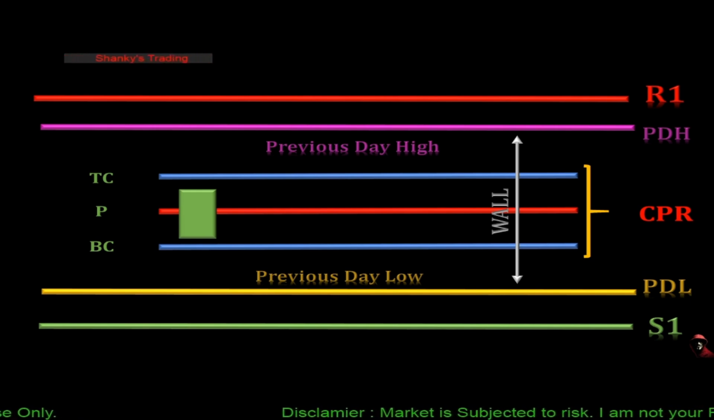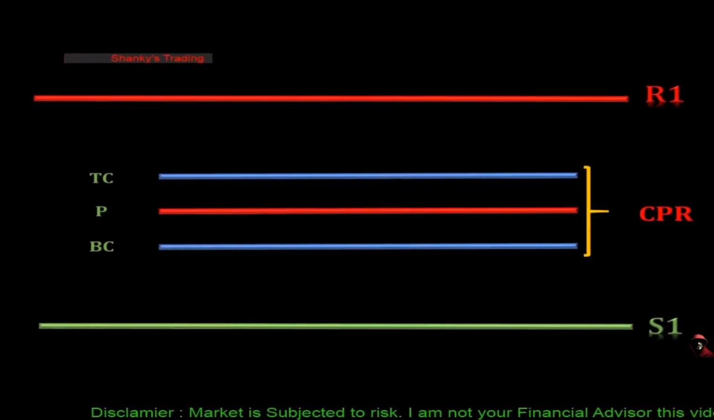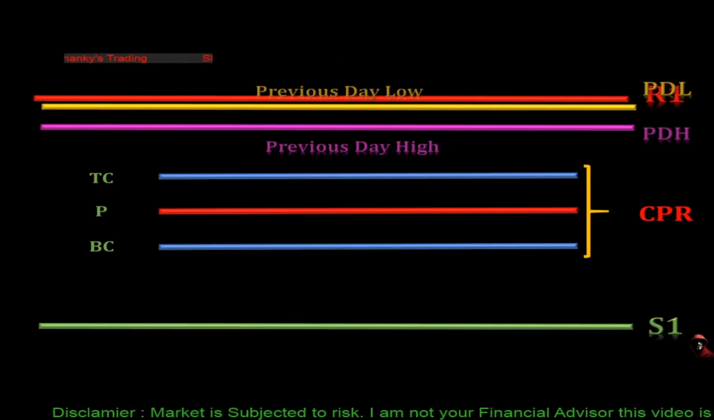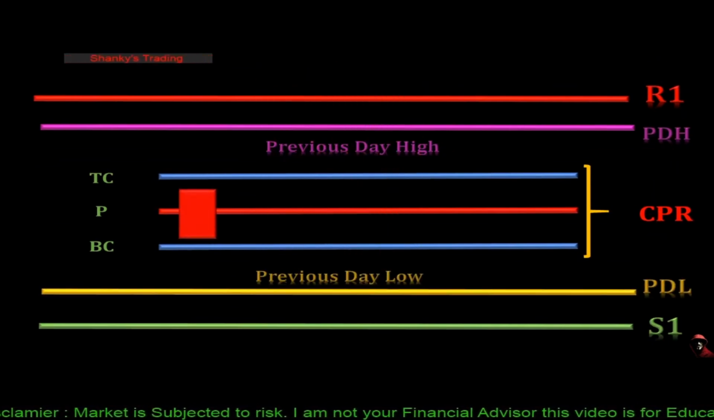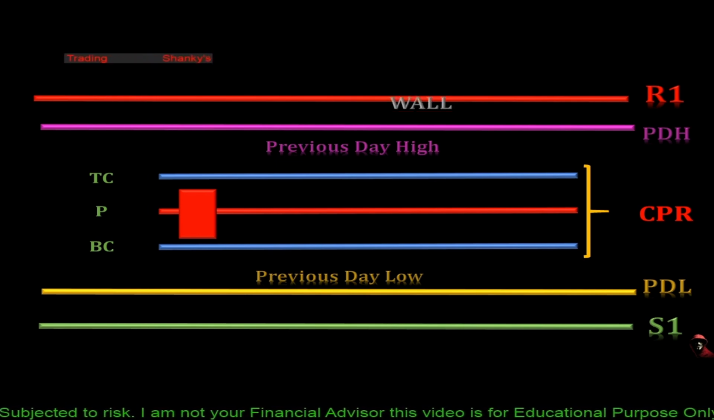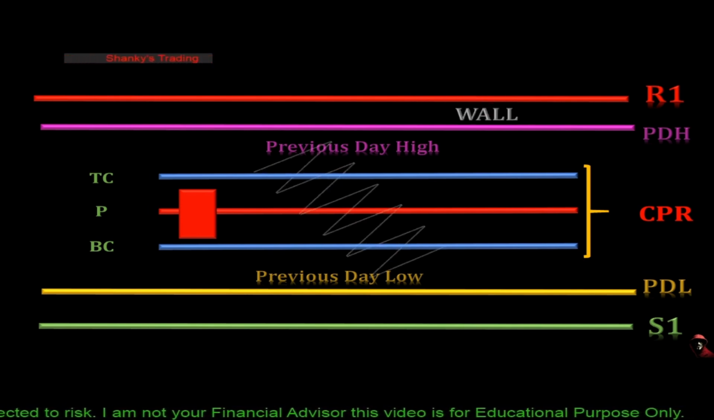And another condition, it's just basics: it's going to be a range-bound market on that day when the first candle opens exactly on the CPR. And the second condition is, if the opening is exactly on the CPR and the previous day's CPR is a wide CPR, then definitely it's a wall.